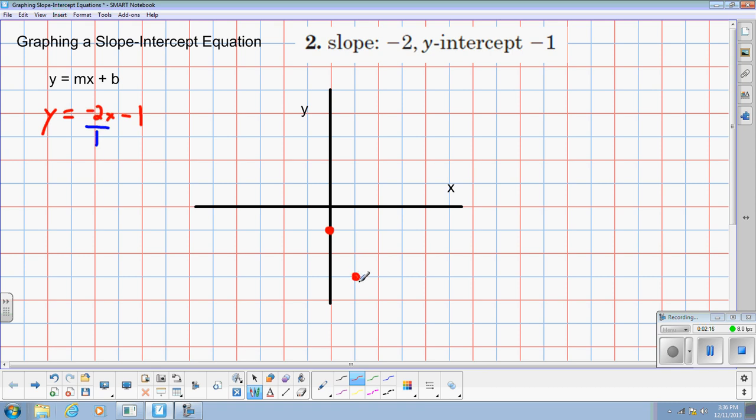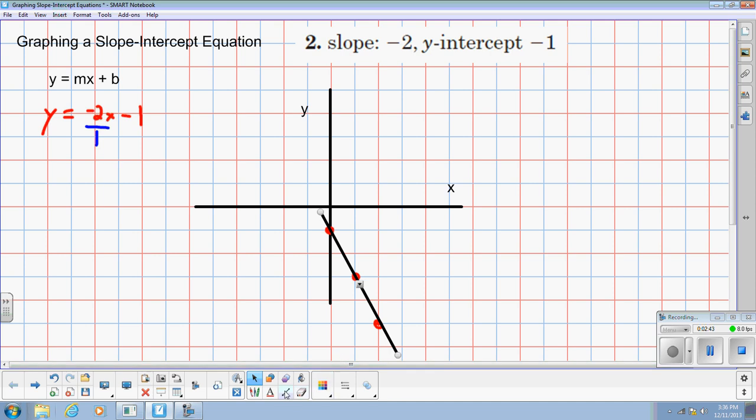Then I'm going to do it again. I'm going to go down 2, right 1, and put in a third dot. Now I have 3 dots. That's going to allow me to make a nice line. So that way I can say, all right, here's where all the possible answers are that will work in this equation. So I'll draw my line right through the dots as best I can. Draw the line through. Looks like I need to adjust this a little bit.